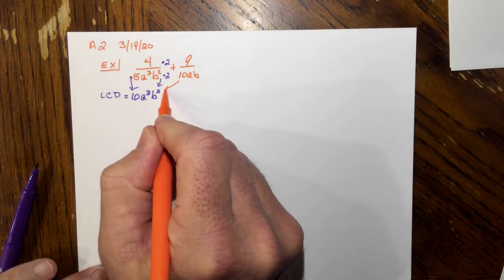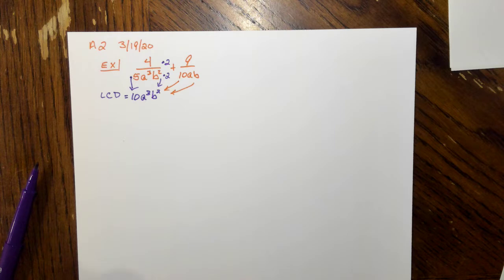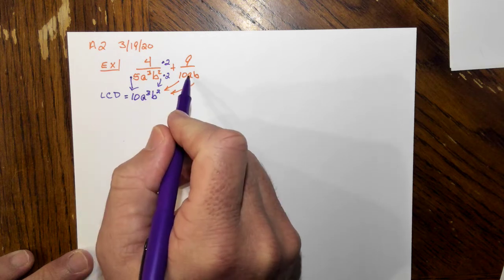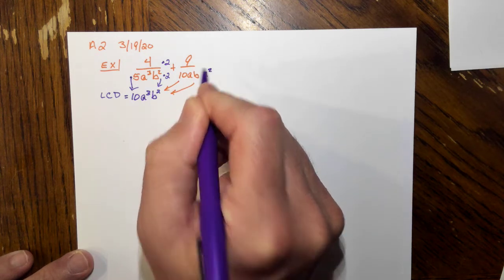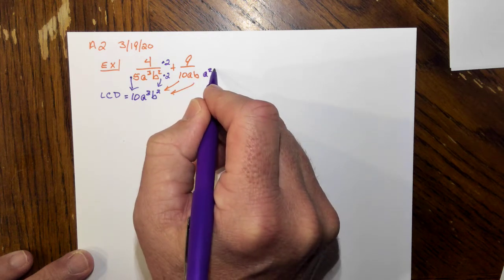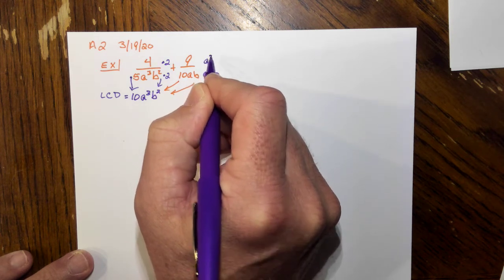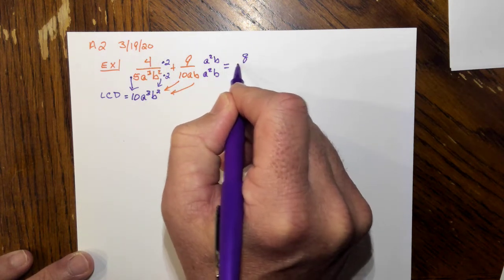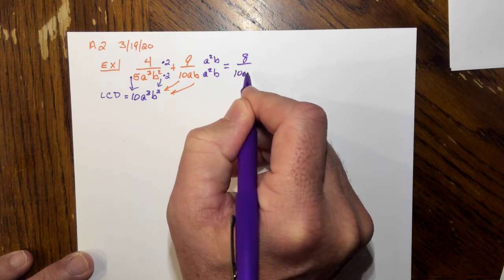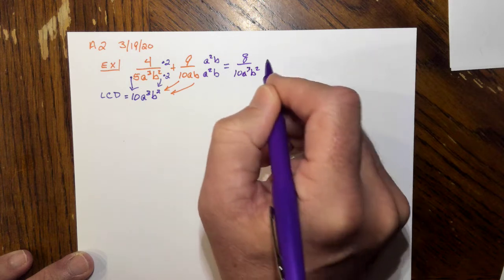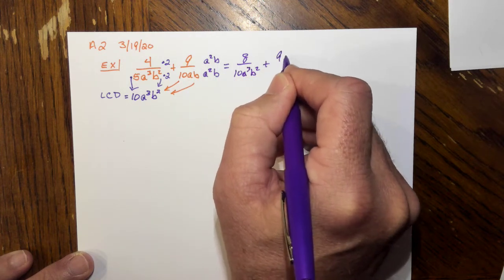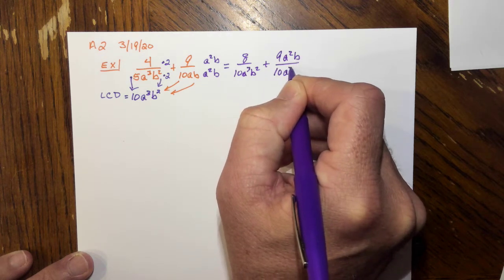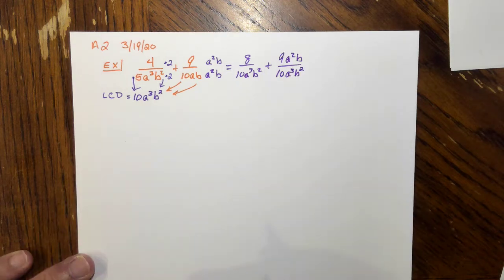From this one to get to that, what has to change? Well, coefficient's 10, so I don't have to worry about that. I need an a cubed. We've got an a, so I have to multiply it by a squared. Got a b squared, got a b, so we have to multiply it by b. What you do to the bottom, we've got to do to the top. So what does this give us? Up here, we get 8 over denominator 10a cubed b squared, plus numerator 9a squared b over 10a to the third b squared.